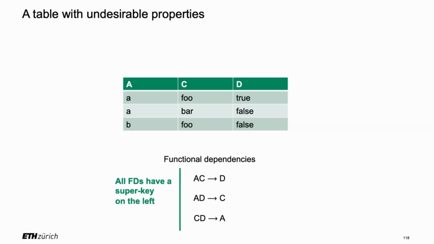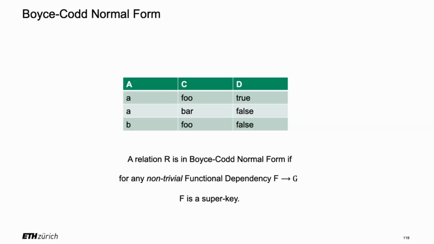This we like. This is the Boyce-Codd normal form. So this table is in the Boyce-Codd normal form, so we don't need to fix it. It's already good. Now I give you the formal definition, but by now you understood it.